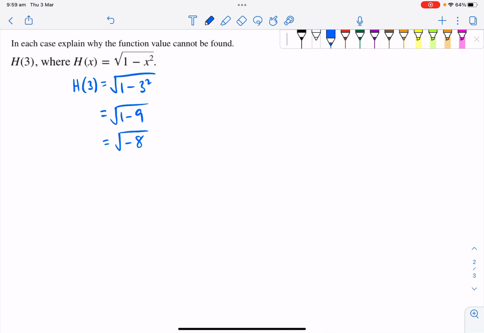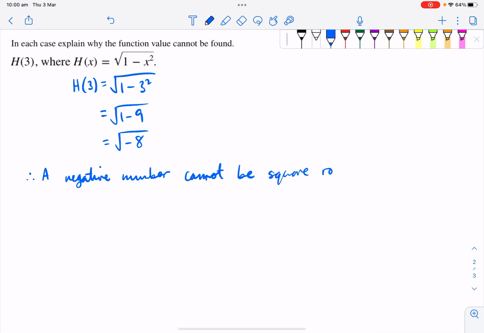So in each case, explain why the function value cannot be found. Obviously, there's a number of other questions. I've just chosen this one. But as you can see, I have a negative inside of a square root, which is a mathematical error. So that's all you need to do. You just need to conclude what the error is. So a negative number cannot be square rooted. And this is an important section of this topic where we have to learn to identify values that are not allowed to be substituted into a particular function. And this is part of the key of learning.